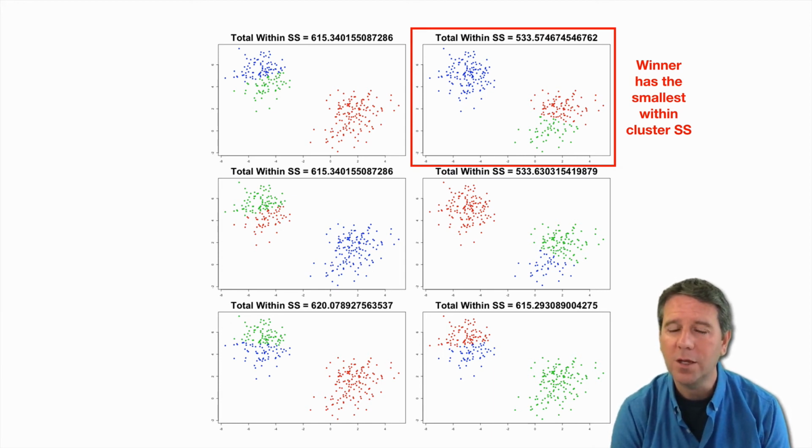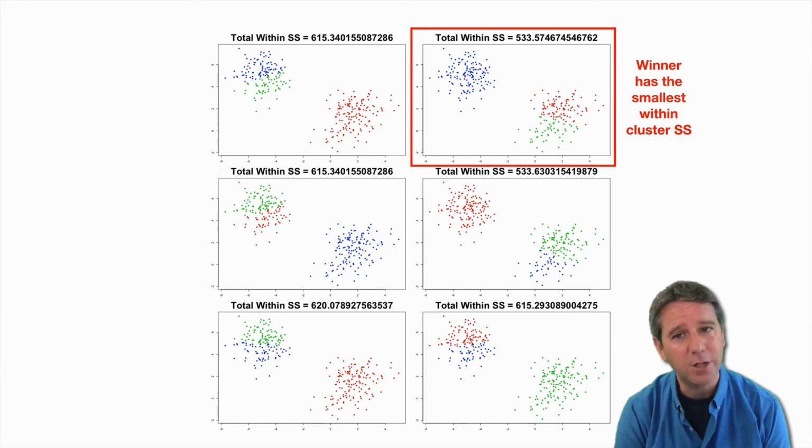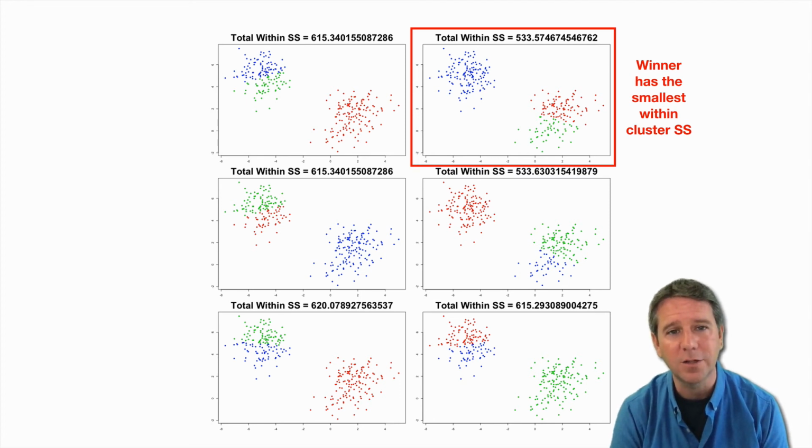But notice something important here. I asked for centers equals 3 to give me 3 clusters, and that's the different colors in the different plots here.